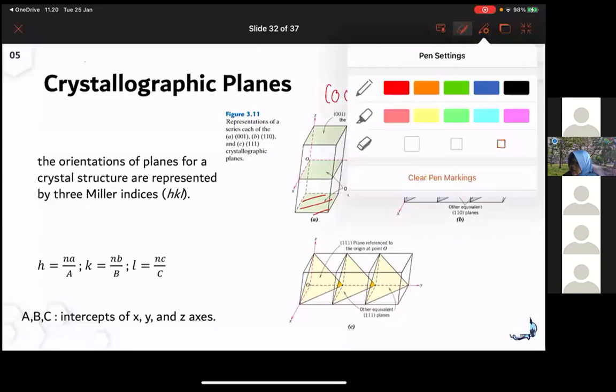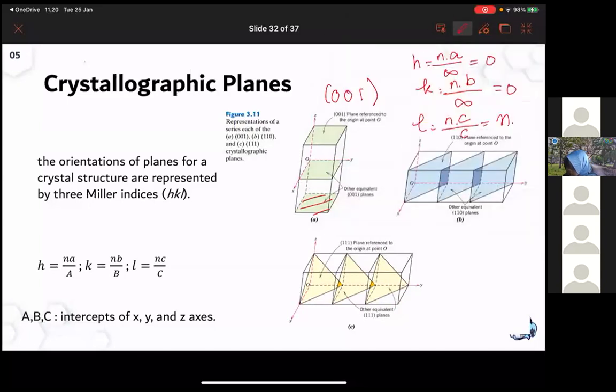For example, around here you have an intersection. You can see it in the 0, 1 there. So you can find that h would be n multiplied by the intersection with the x-axis, which is this one. The length is also a, because that's the unit cell. So it is n, and then l is also the same.